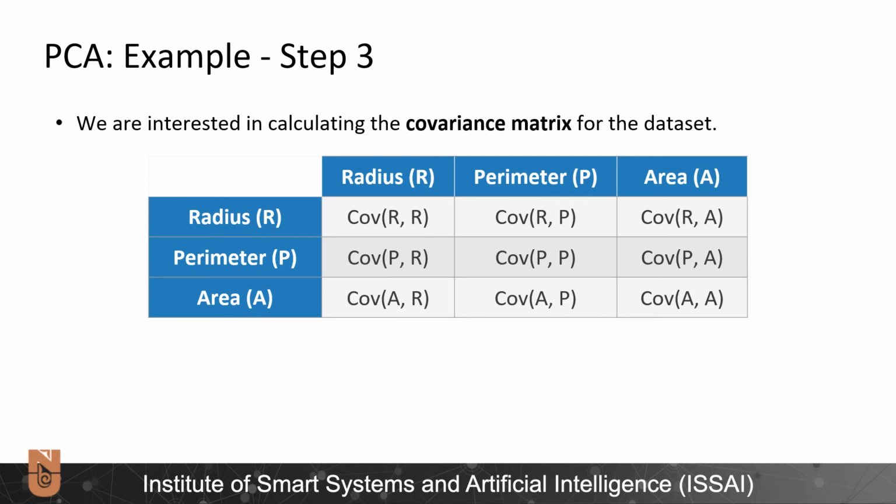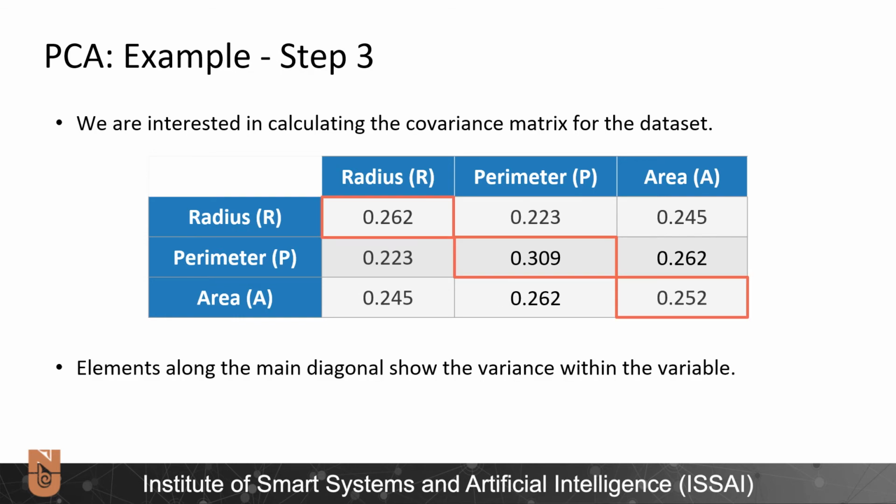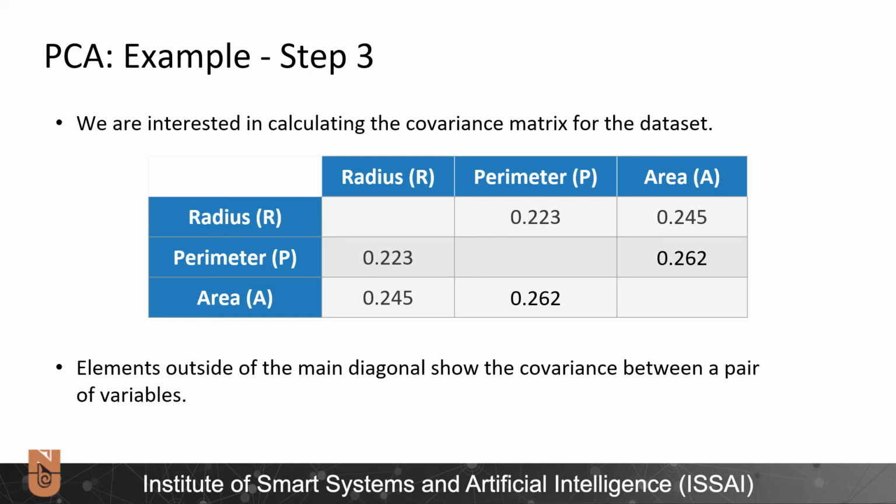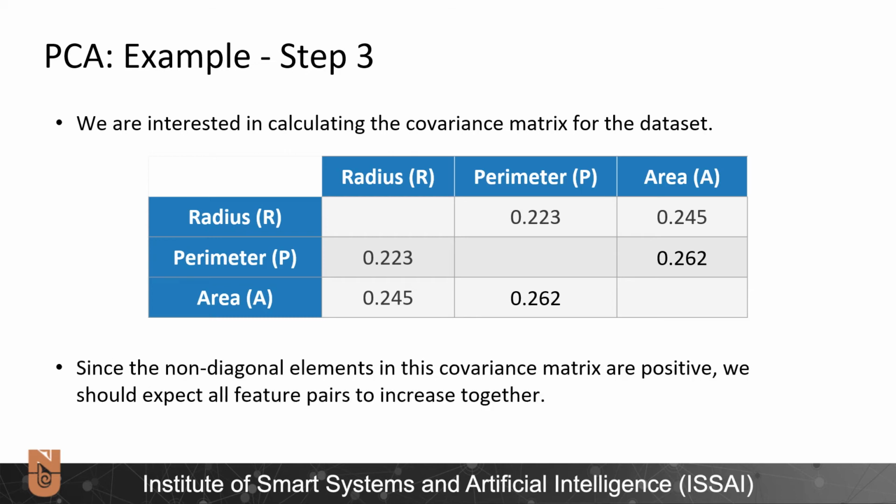We are interested in calculating the covariance matrix for our patient dataset. After applying the formula, we get the matrix values. Elements along the main diagonal show the variance within the variable, and the elements outside of the main diagonal show the covariance between a pair of variables. Since the non-diagonal elements in this covariance matrix are positive, we should expect all feature pairs to increase or decrease together.